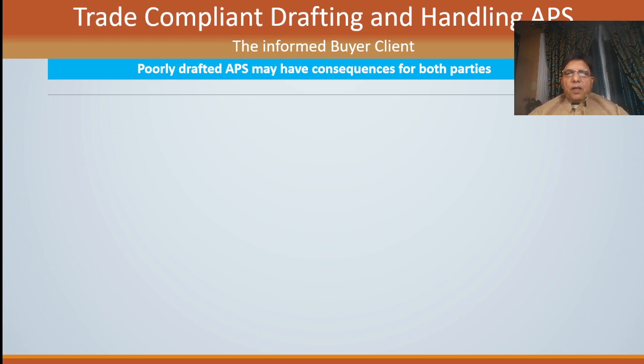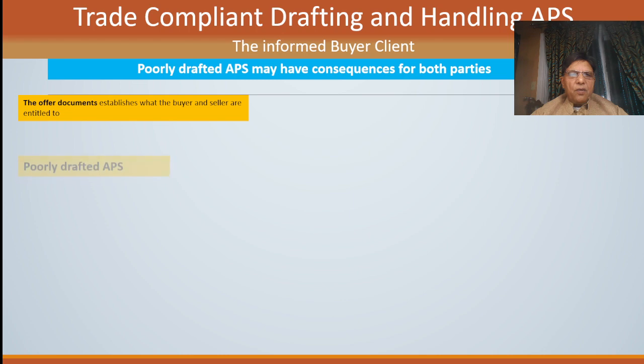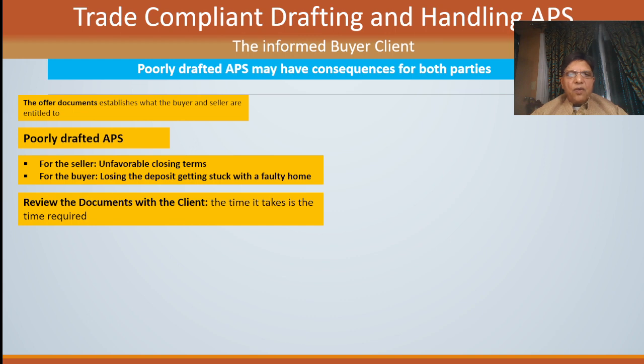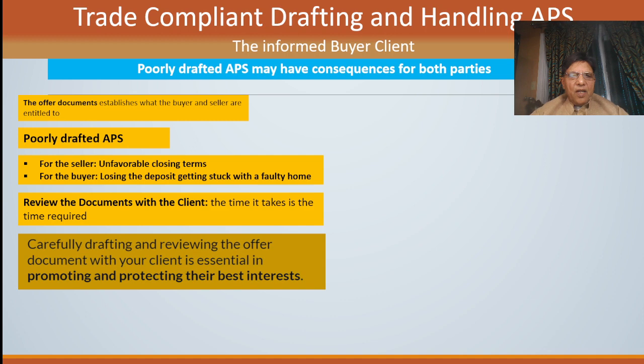A poorly drafted agreement of purchase and sale may have consequences for both parties. The offer document establishes what the buyer and the seller are entitled to. With a poorly drafted agreement of purchase, the seller may get unfavorable closing terms; the buyer may lose the deposit or get stuck with a faulty home. Review the documents with the client. The time it takes is the time required. Don't rush. Carefully drafting and reviewing the offer documents with your client is essential in promoting and protecting their best interest.